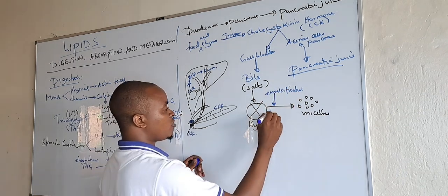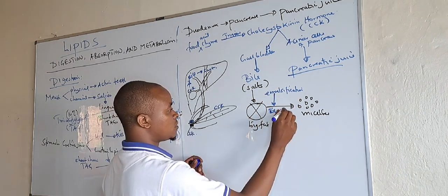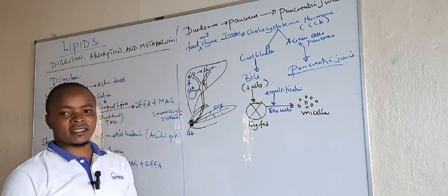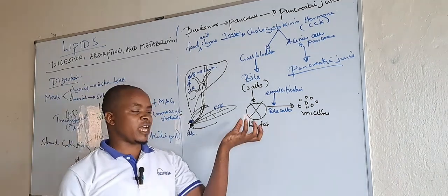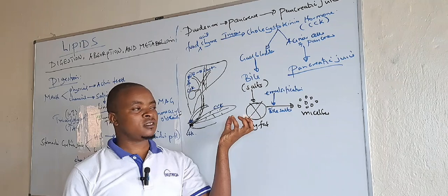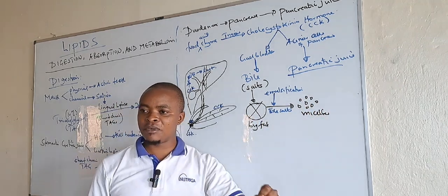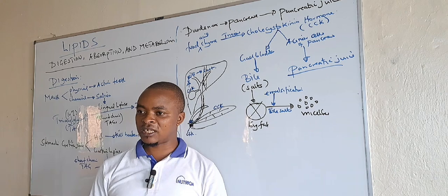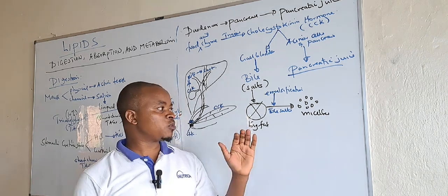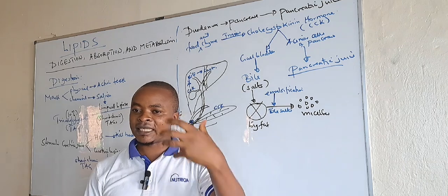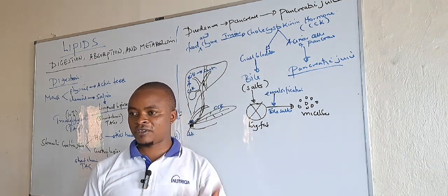Whereby it is the action of bile salts. In the presence of bile salts, it emulsifies the fats. How? By breaking down a big fat droplet into smaller lipid droplets called micelles, which can easily be digested by the pancreatic lipase. Because we know that these micelles, when we form smaller droplets, they increase the surface area for the action of the enzyme.